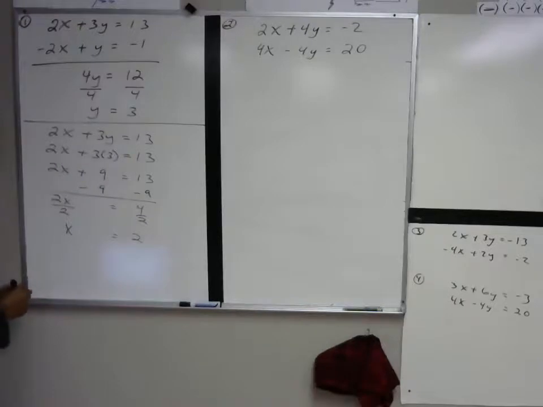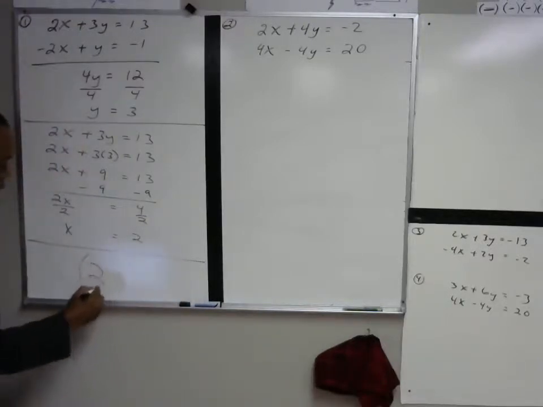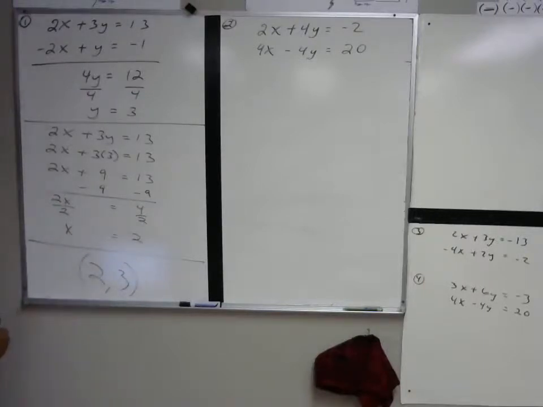So, in conclusion, x is 2 and y is 3. And we write this as a coordinate.